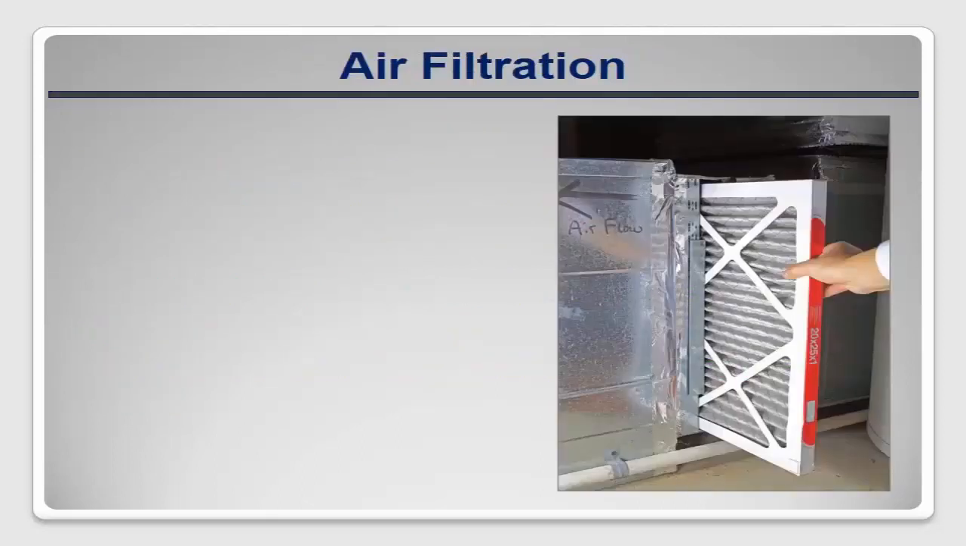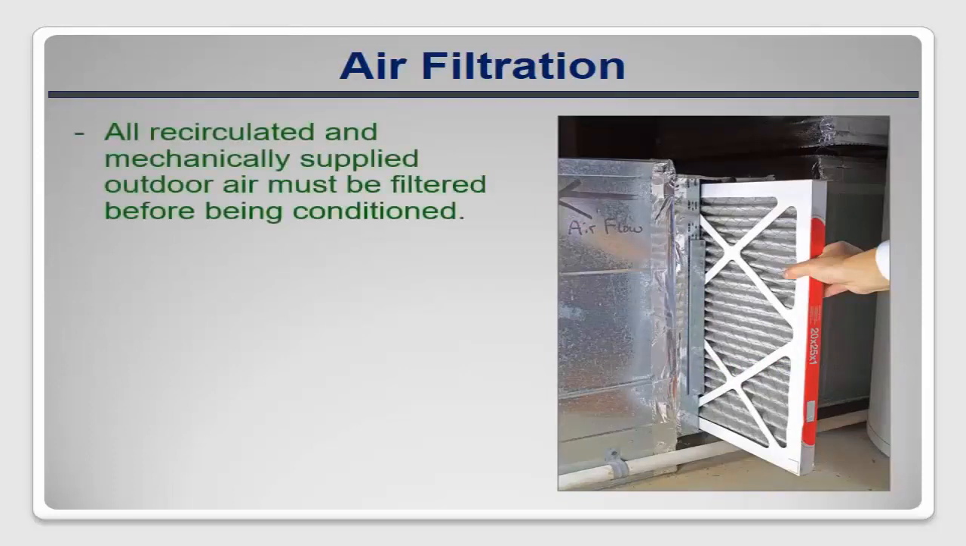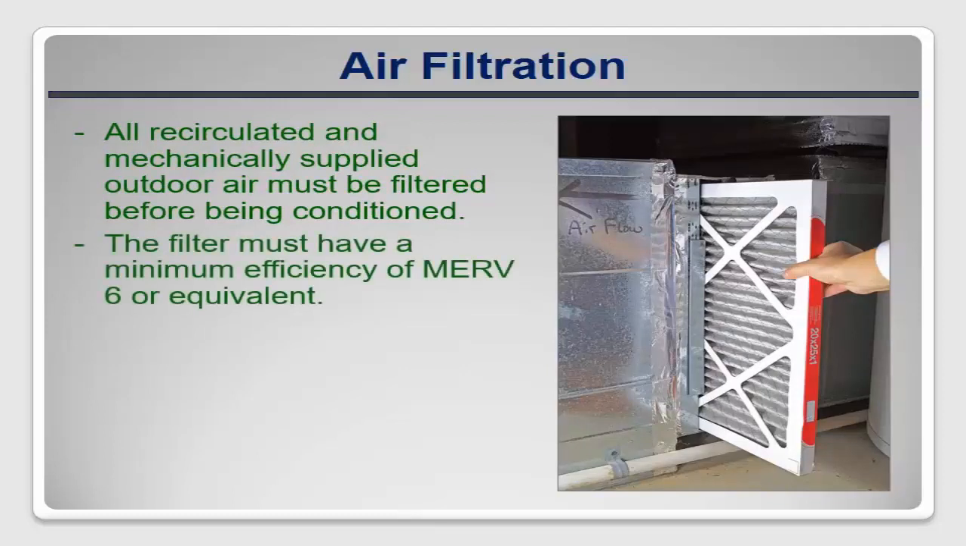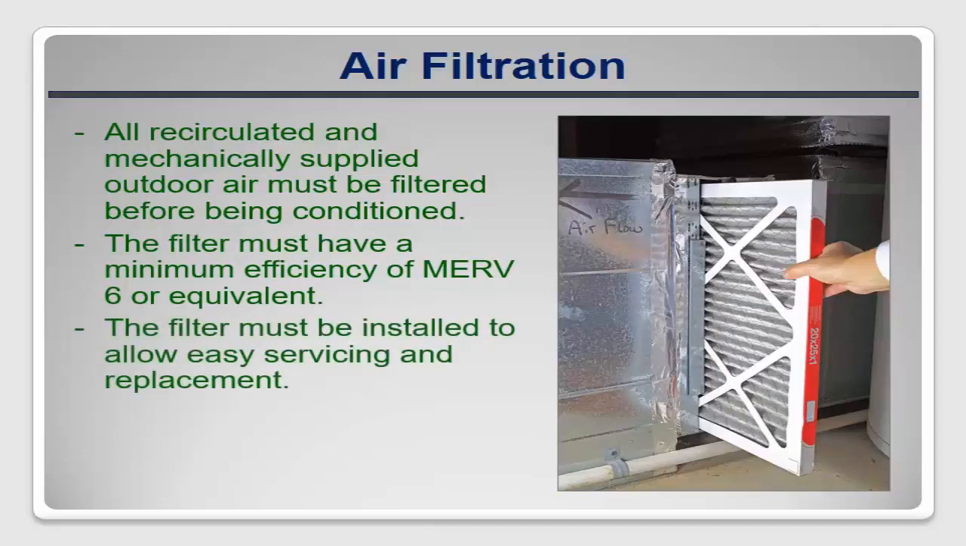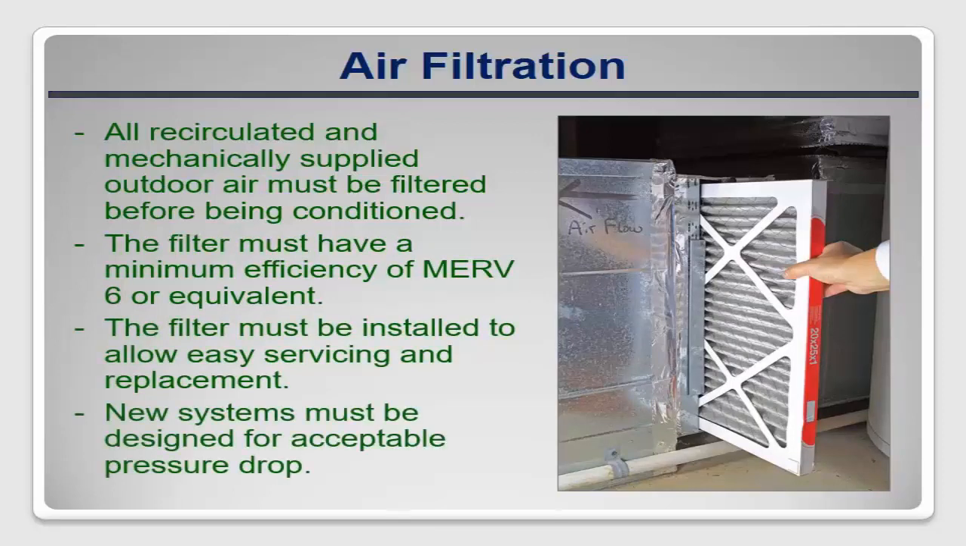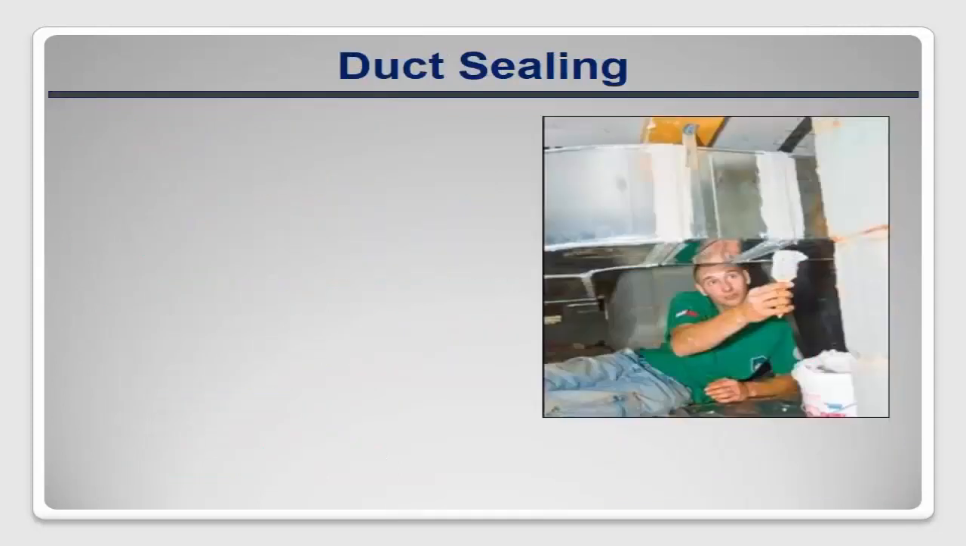ASHRAE 62.2 requires that any air that's drawn through ductwork and conditioned must be filtered. This includes both recirculated air and air brought in through a fresh air intake. The filter must be MERV 6 or tighter and be easily serviced and replaced. It must also be designed with a pressure drop low enough to ensure adequate system airflow. And there are additional duct requirements.